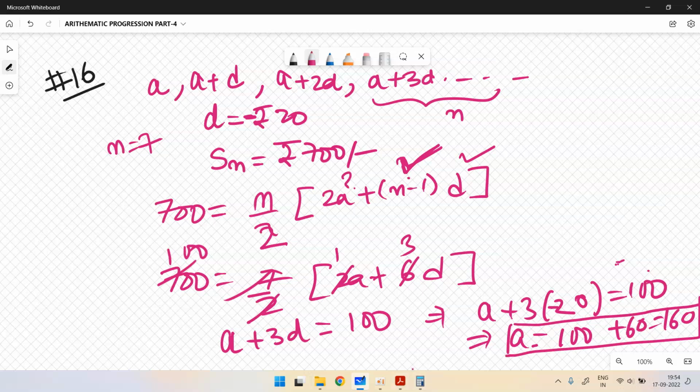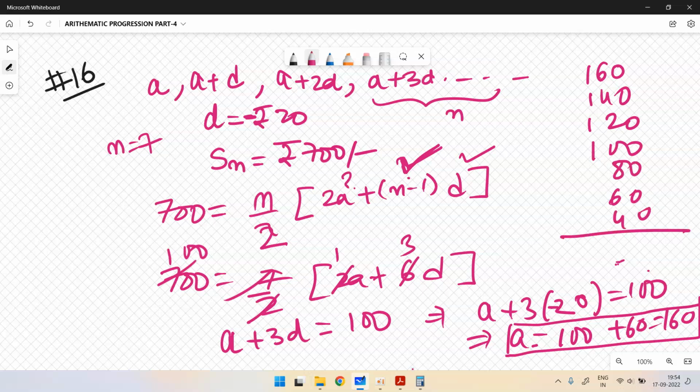So what is the first value of cash prize? The value is 160. Next will be 160 minus 20, which is 140. And next again minus 20, this is 120, then 100, and 7 prizes are there. So this is 1, 2, 3, 4, 5, 6, 7. These are the values of the cash prizes.